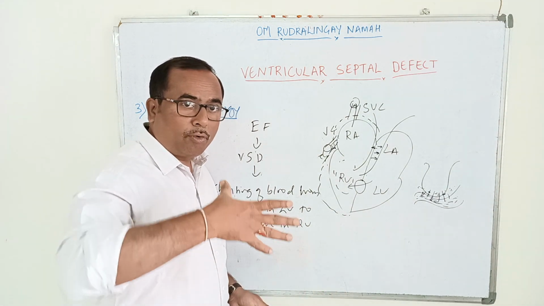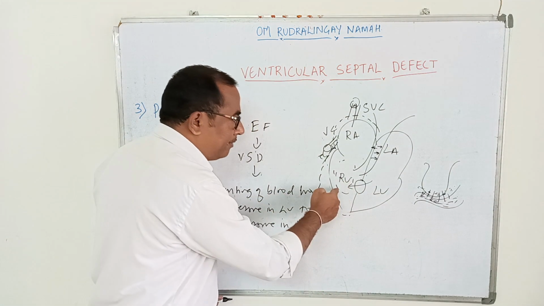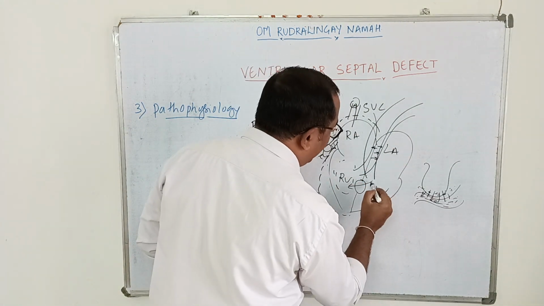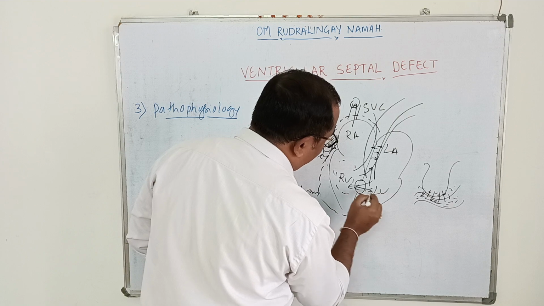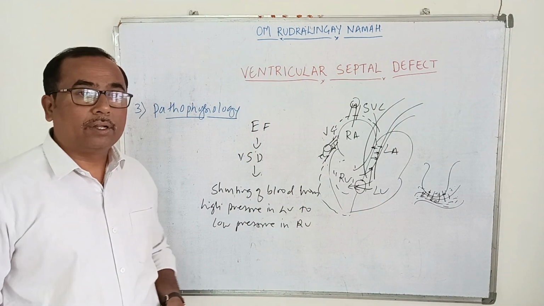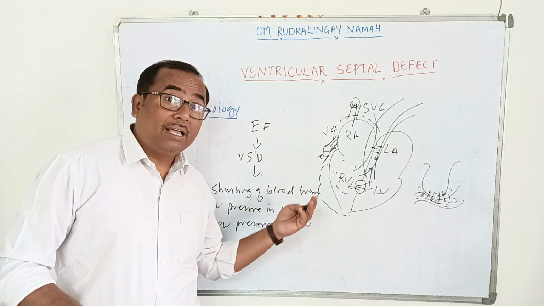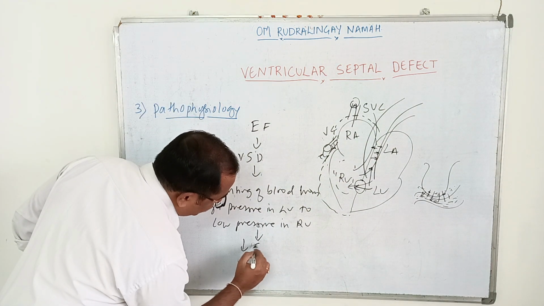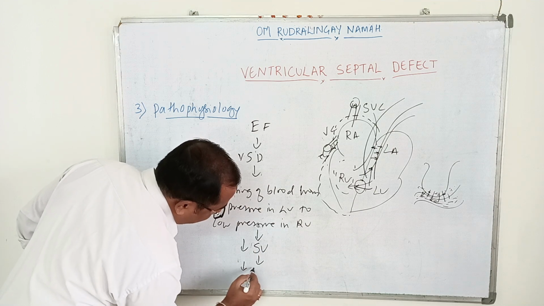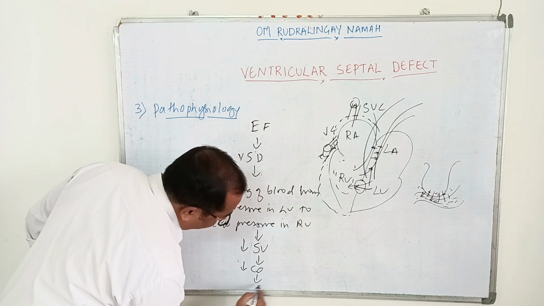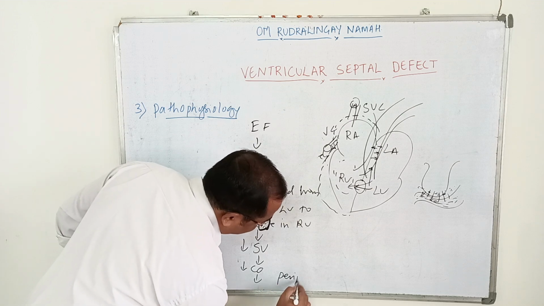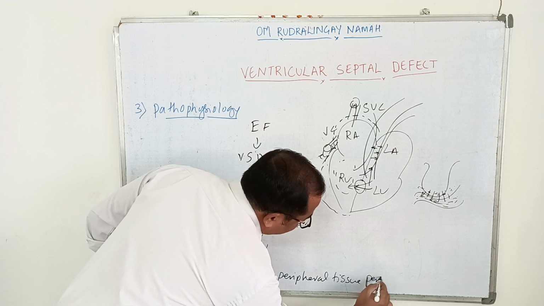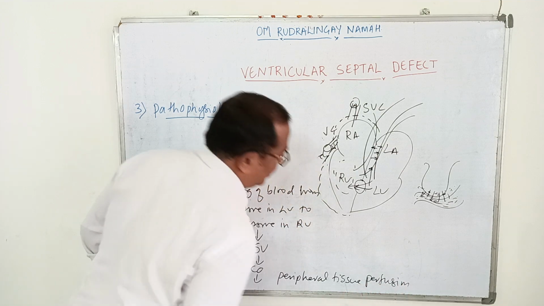Whenever the left ventricle contracts, some amount of blood will go to the right ventricle and only some amount of blood will go to the aorta. So because of this shunting of blood from left ventricle to the right ventricle, what happens here? There will be decreased stroke volume, decreased cardiac output, and decreased peripheral tissue perfusion. So overall, it will lead to failure to thrive.